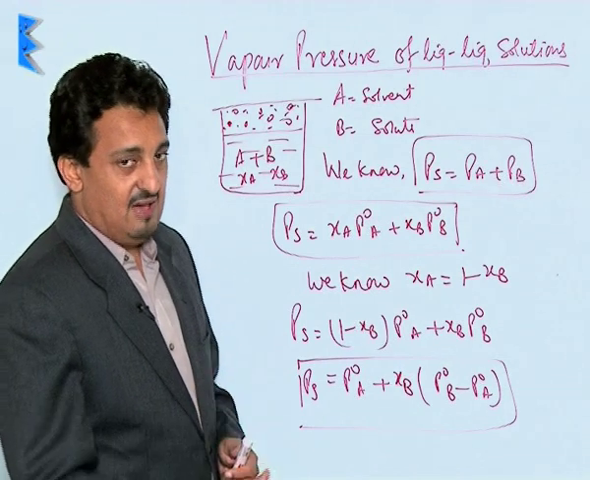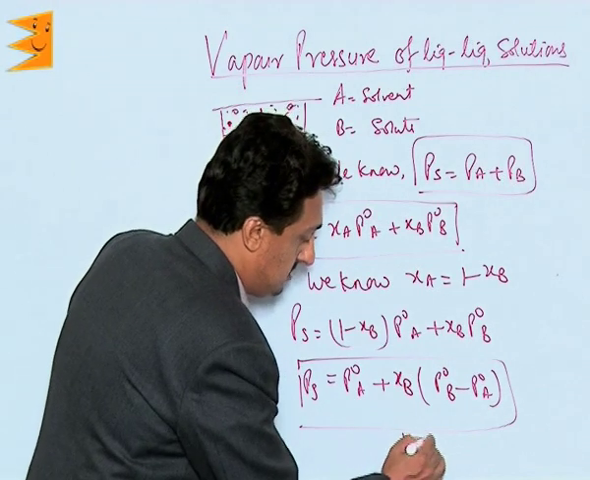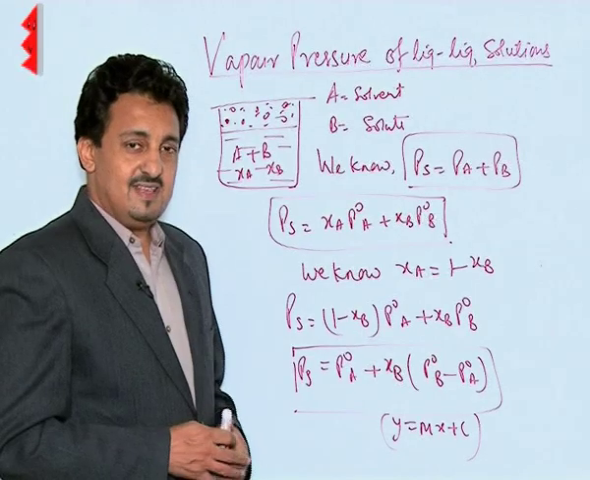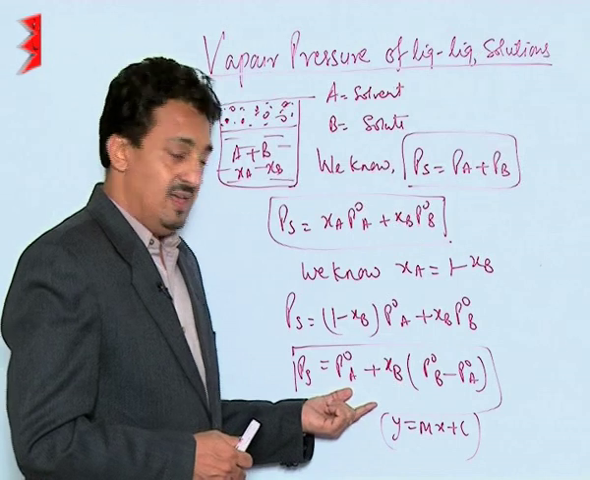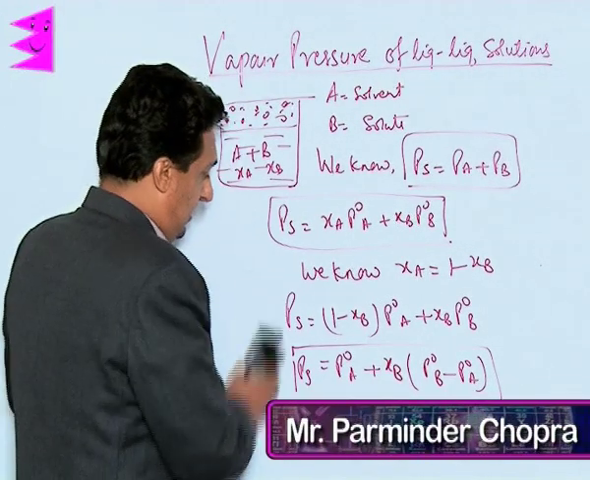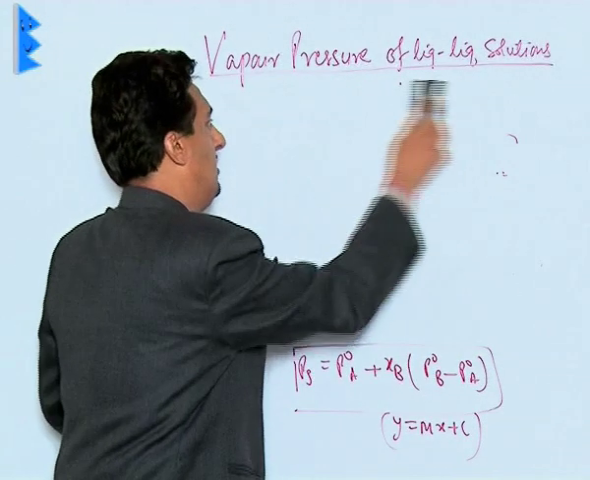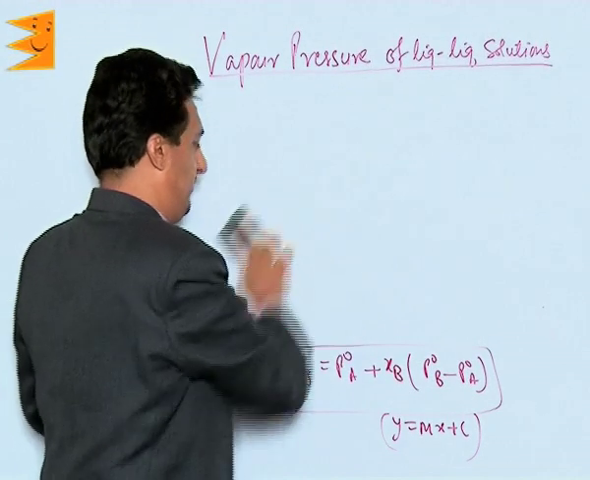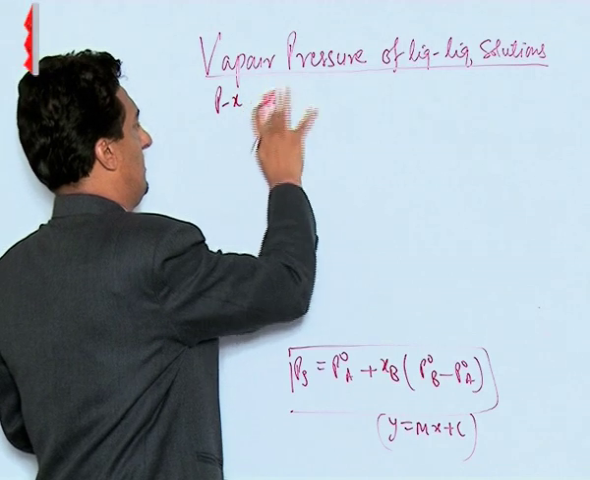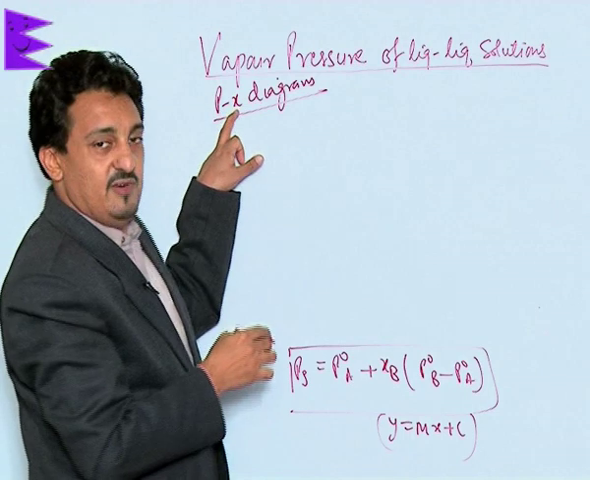Yes, we can draw the graph on the basis of this equation by comparing it with y equals mx plus c, which is an equation of a straight line. Now let us draw a graph from this formula. The graph drawn is called the PX diagram, or the vapor pressure mole fraction diagram.